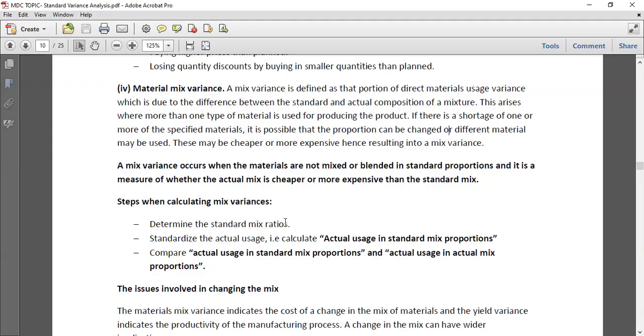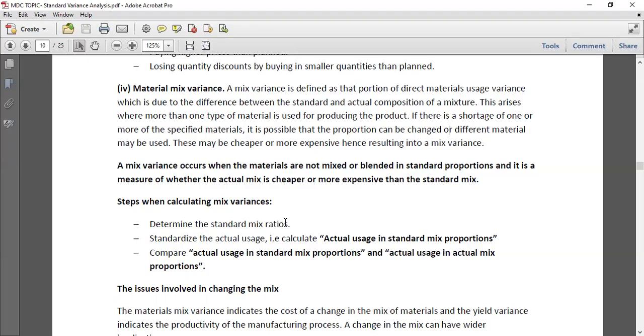For example, if I'm looking at my sand and my cement, my standard may be 10 to 40, which is the same thing as 1 to 4. So if that is my standard mix ratio, I can determine my actual mix ratio, to actually go ahead and determine what? To determine my material mix variance.